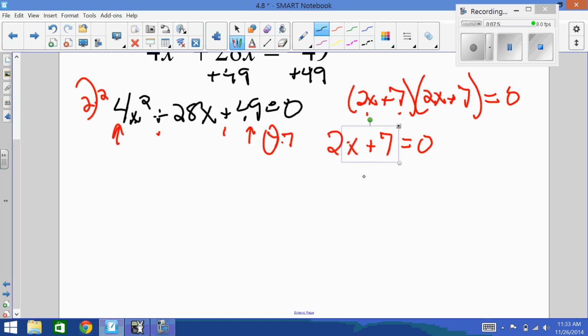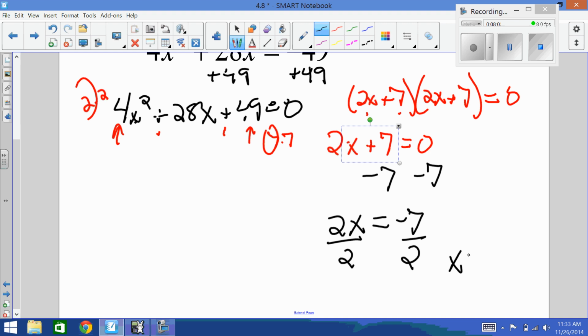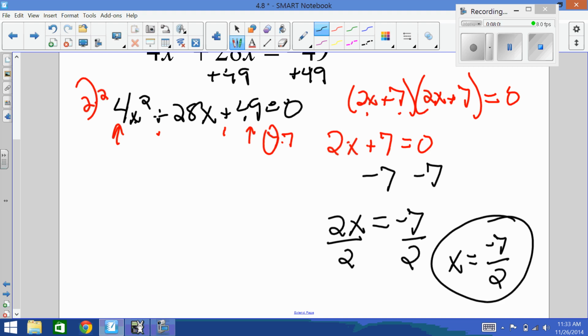All right, so I subtract 7 from both sides. So I get 2x is equal to negative 7. Divide both sides by 2. Therefore, I get x is equal to negative 7 over 2. And there you go.